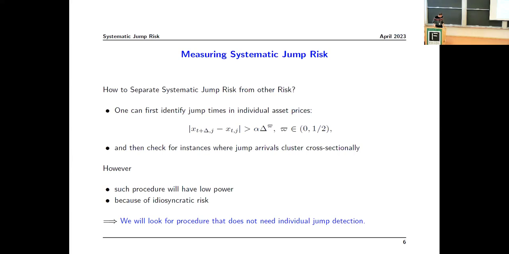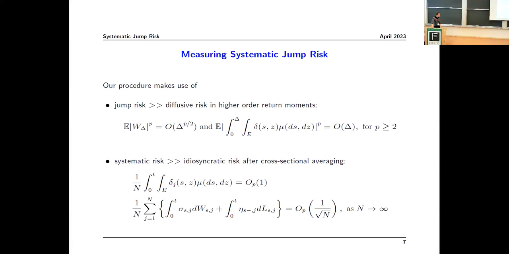So this is the type of procedure that we are going to develop. And here's, in a nutshell, our idea of how to do that. Basically we will build on two things. First is, if you look at how to separate a diffusive piece, or the normal type of risk, from a jump risk, you go for higher moments. That's where the jump stands out, right?